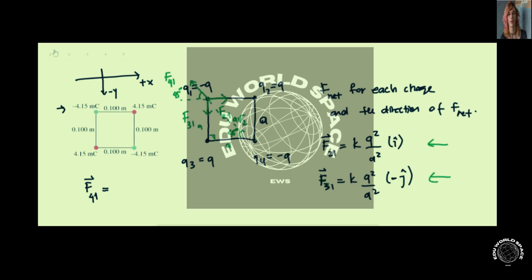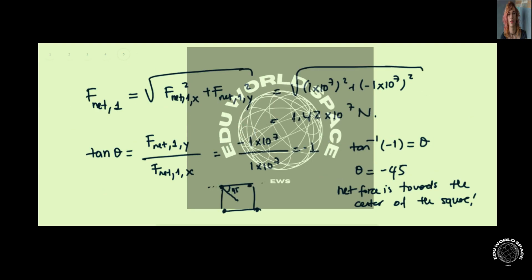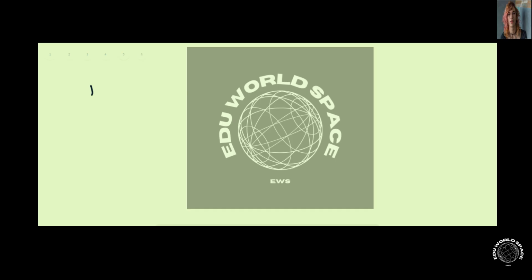So basically, by doing the same process for the second charge, you can show that the magnitude of the net force acting on Q2 is still 1.42 times 10 to the power 7. This is true for all of them. So for all charges, F net equals 1.42 times 10 to the power 7 newtons. And the direction, for each charge, is always towards the center of the square.